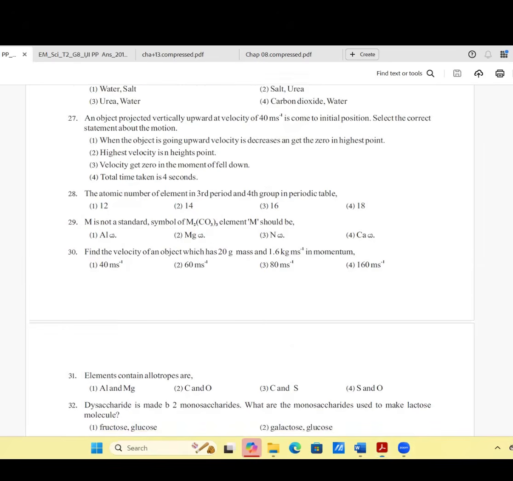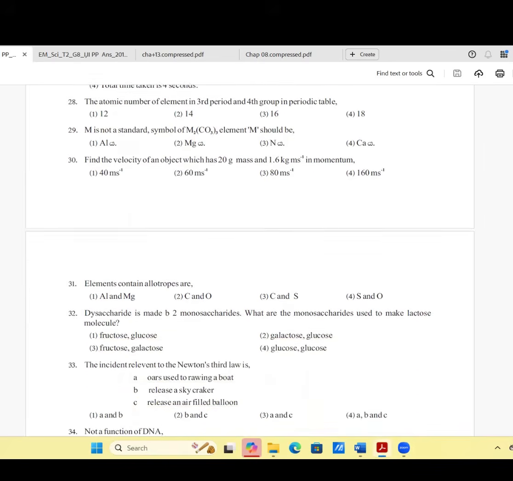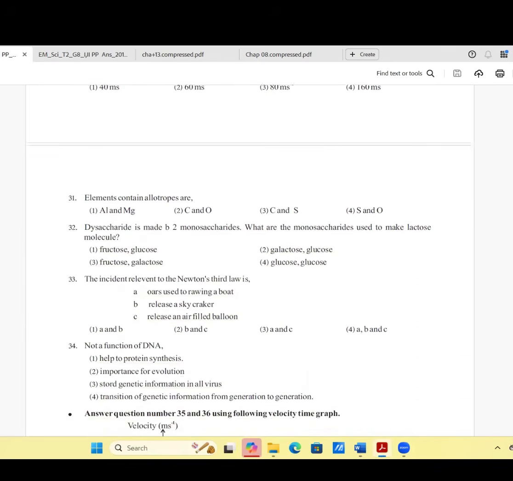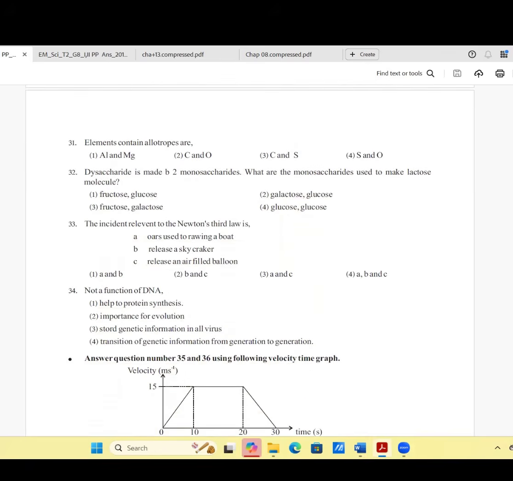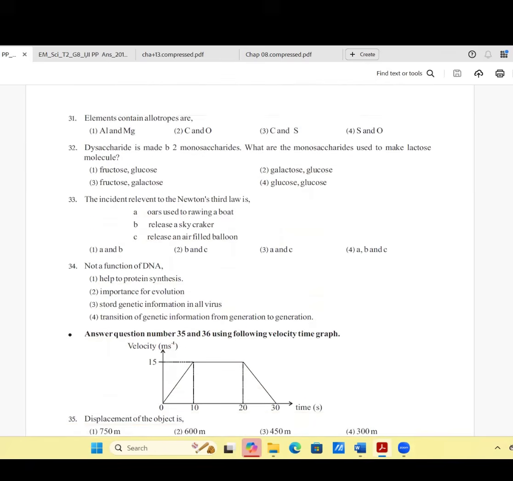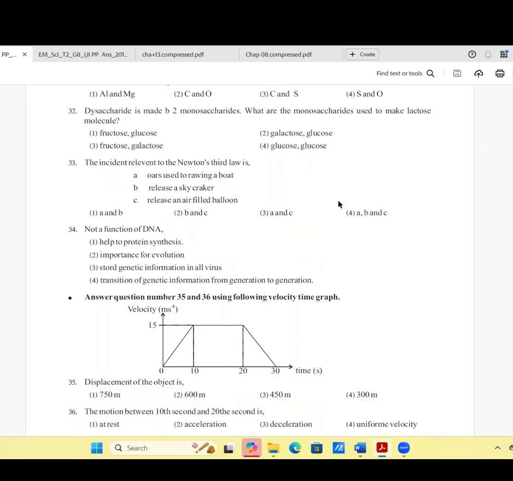Question number 31. Elements that contain allotropes have different structural forms. Then answer 3. Carbon and sulfur contain different structural forms. Carbon has graphite, diamond and powder forms, and sulfur also contains a crystal form and a powder form. 32. A disaccharide is made by 2 monosaccharides. What are the monosaccharides used to make the lactose molecule? 32. Answer 2, galactose and glucose.